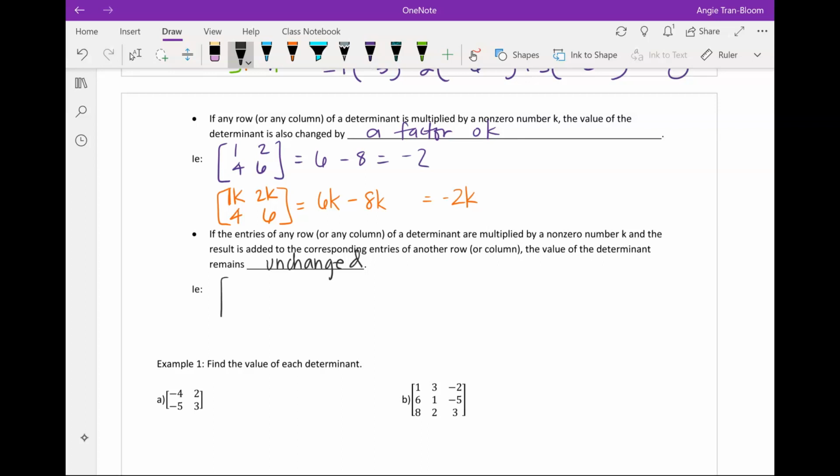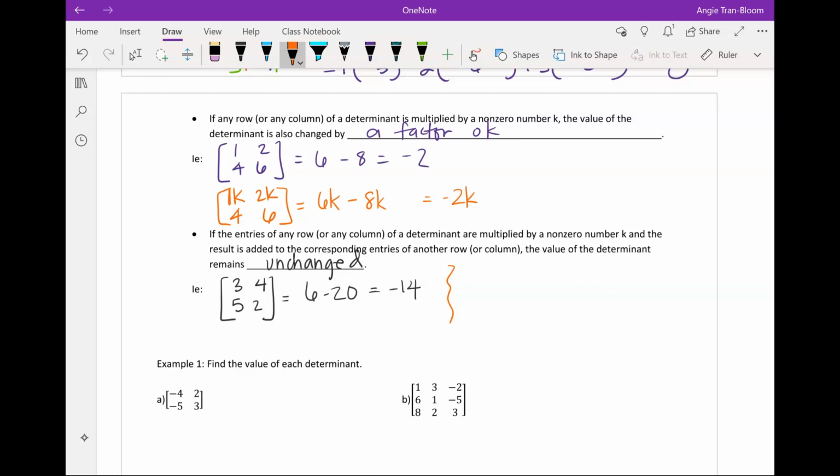Okay, so let's find the determinant of 3, 4, 5, and 2. What's that determinant? 6 minus 20. Negative 14. Perfect.